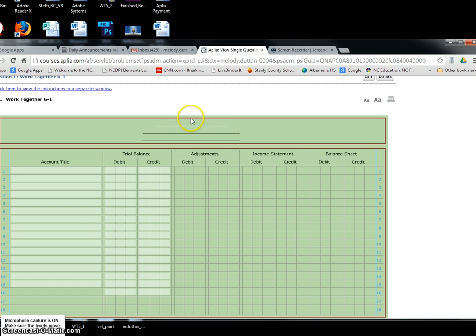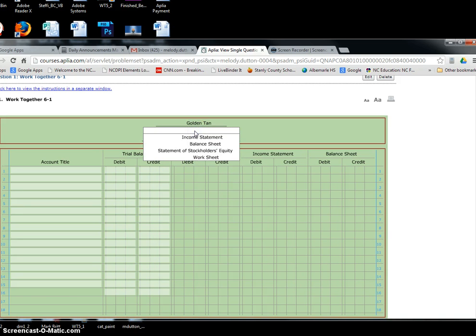So the first thing that we need to do is prepare the heading, which in this case is going to be Golden Tan. The second line is going to be the name of the document, which in this case is a worksheet, and then the date. And this one is going to be for the month ended February 28th. So that's how you create the heading of a worksheet.